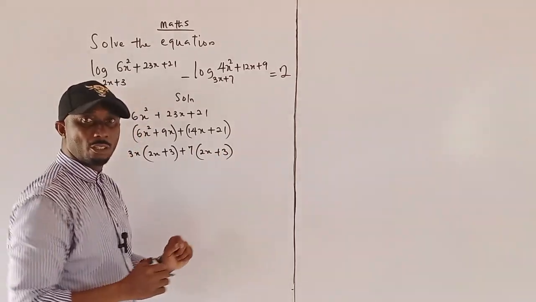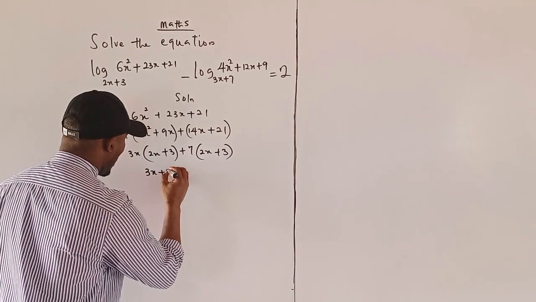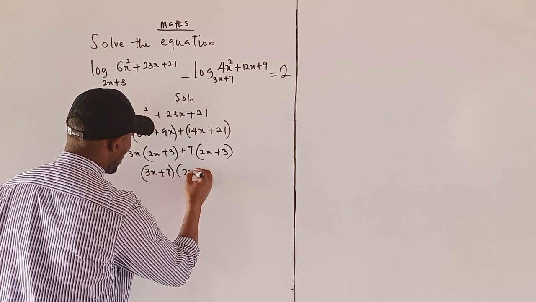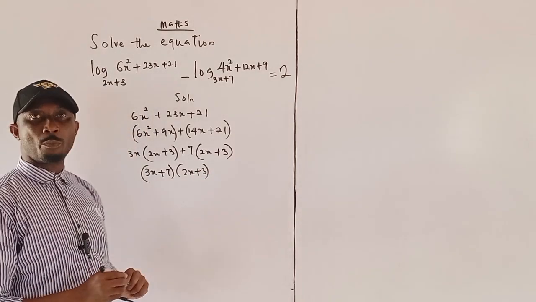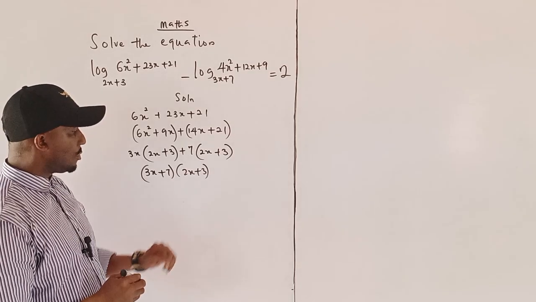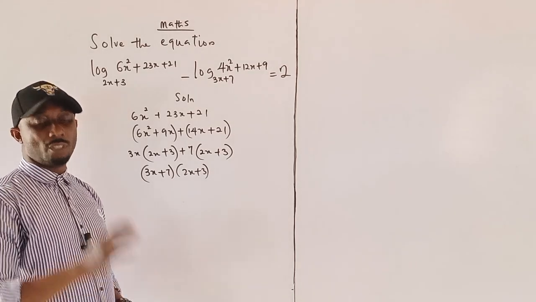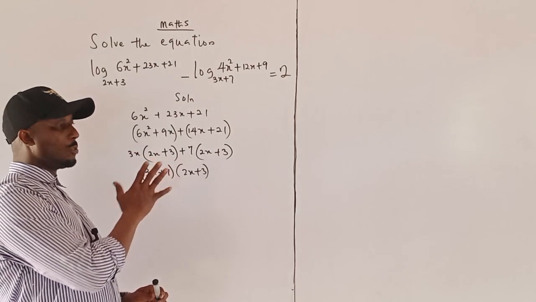So you can see the two entities are the same. So we pick the outside factors and write one of these entities. So in place of 6s squared plus 23s plus 21, we shall substitute 3s plus 7 and 2s plus 3. That will simplify the outlook of this problem.